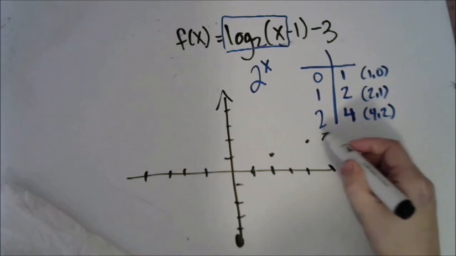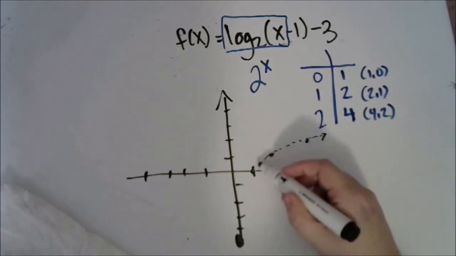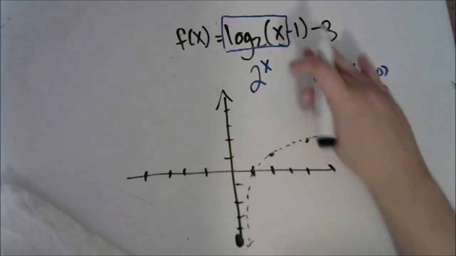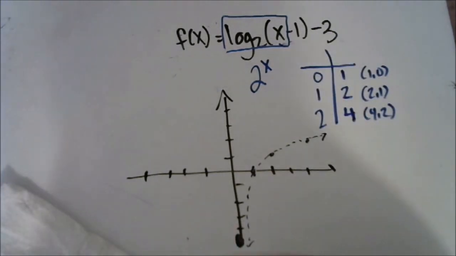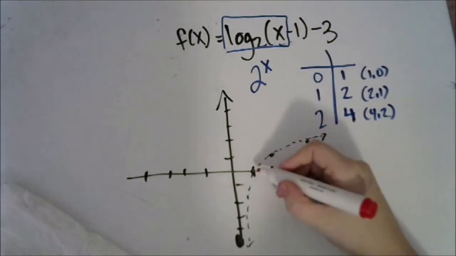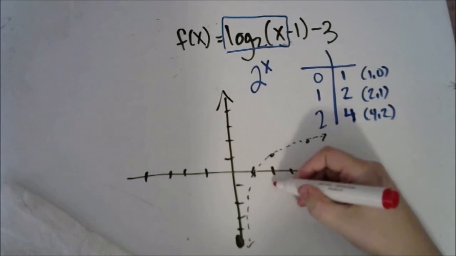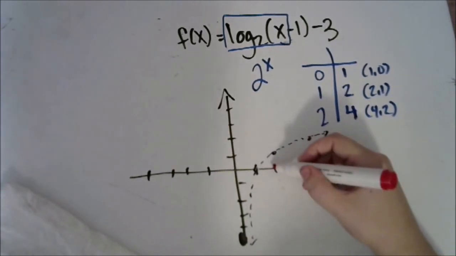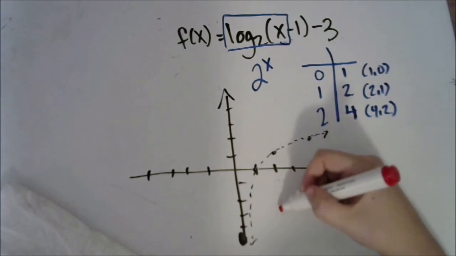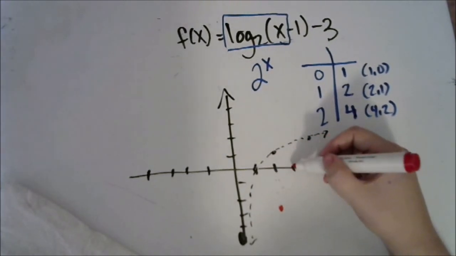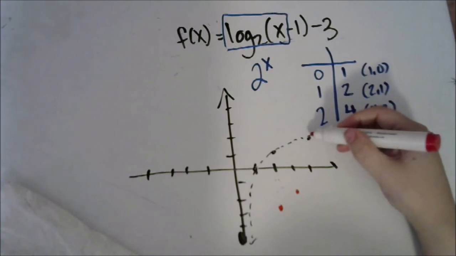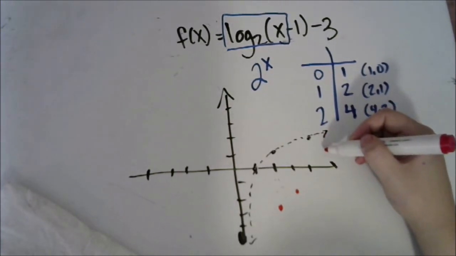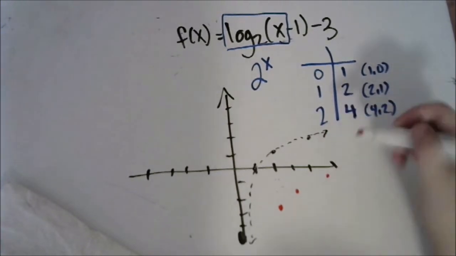And I'm just going to sketch the parent logarithm. And then I'm going to shift the parent logarithm to the right 1 and down 3. Right 1, down 3, right 1, oops, that's not down 3. Right 1, down 1, 2, 3.